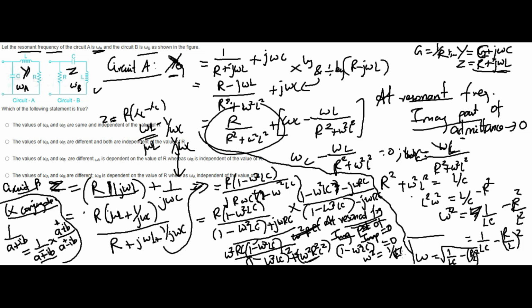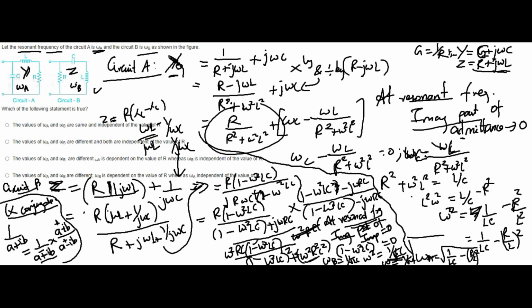Omega square means 1 by LC, and omega is equal to 1 divided by root LC. I'm sorry for this. I hope you understand it right. So this is for B. If you are considering omega A, look at the omega A value. This is omega A. Omega B, I just write very clearly. Omega B final answer is equal to 1 divided by root LC.